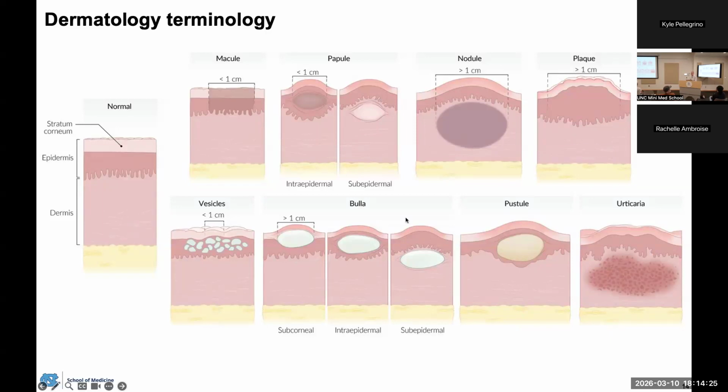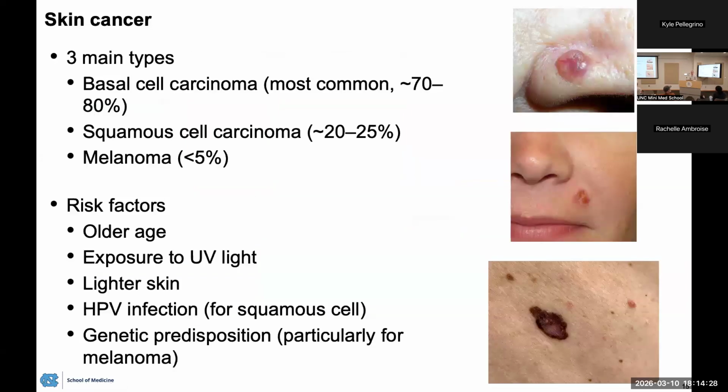Because we also wanted to cover skin cancer, I just wanted to give a brief introduction. We're going to talk about this a little bit more later, but for skin cancer, there are 3 main types. The most common one is called basal cell carcinoma. So I mentioned those cells on the stratum basale. That's kind of where those cancer cells can be found. This is the most common type of skin cancer. It makes up about 70 to 80% of skin cancers.